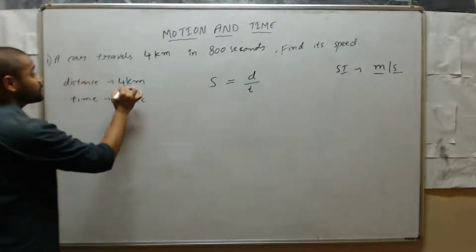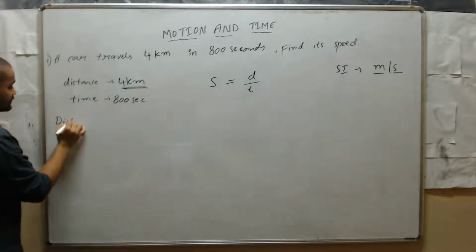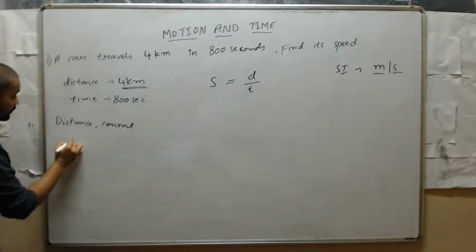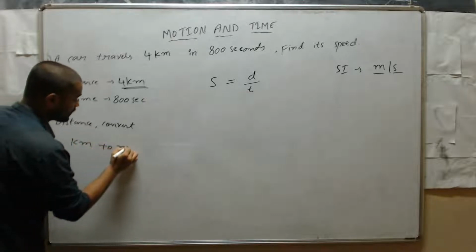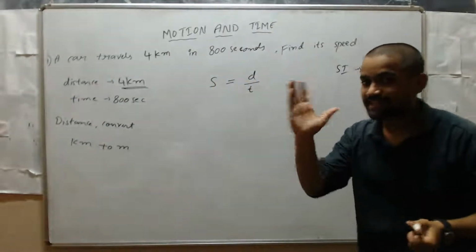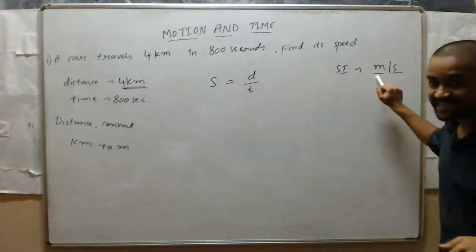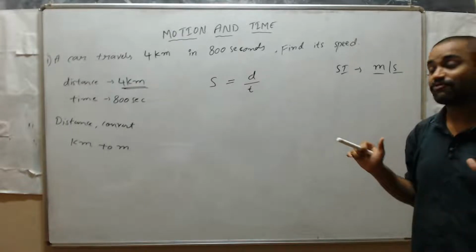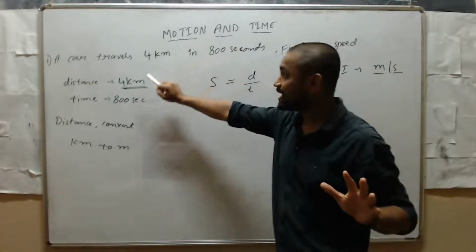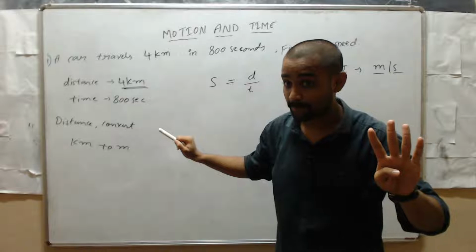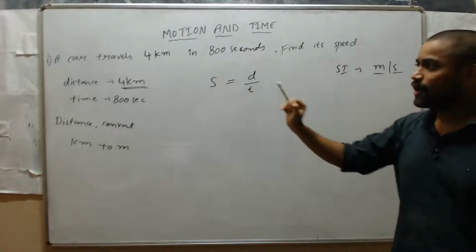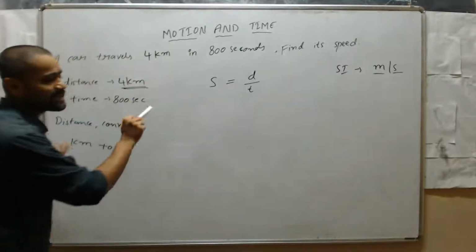Now the distance must be converted from kilometer to meter. Why, sir, do we have to convert the distance from kilometer to meter? Because the SI unit is meter per second. But in the question he has given the distance as 4 kilometers. Kilometer is not the SI unit. We have only meter, so we have to convert kilometer to meter.